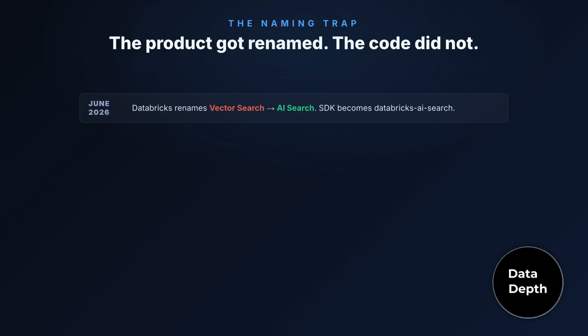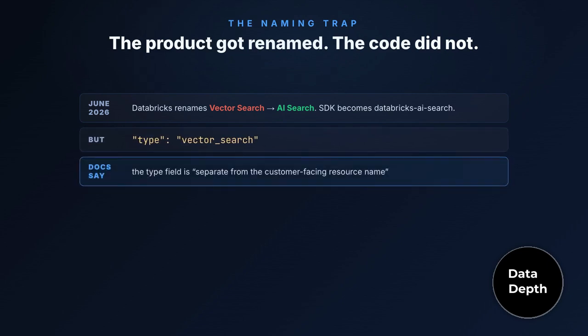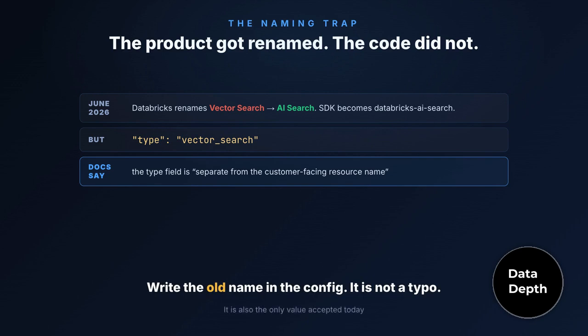On the 1st of June, Databricks renamed vector search to AI search. New name, new SDK, new documentation. But inside the knowledge source config, the type you have to write is still the literal string, vector_search. The docs even call this out. The type field is separate from the customer-facing resource name. So it is not a typo, and it is not stale documentation. Write the old name. And today it is also the only value the function will accept.